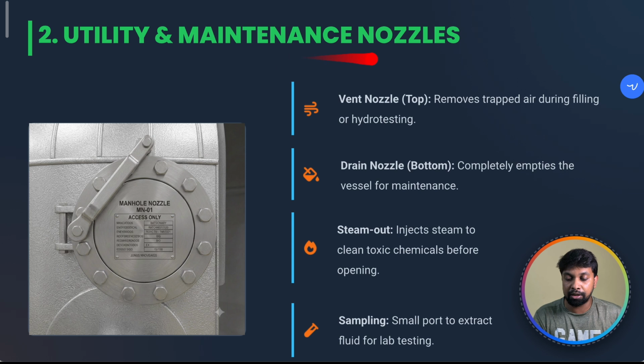Utility and maintenance nozzles. The first one is vent nozzles. Vent nozzles are mostly available at the top of the pressure vessel. They remove trapped air during filling and hydro testing. Mostly during hydro testing, we need to fill the water very fast, so that we can avoid some maneuvers. What the pressure vessel manufacturers try to do is fill the water very fast. During that time, if we have a vent, we can open the vent and allow the air to escape outside, and we can fill the water easily.